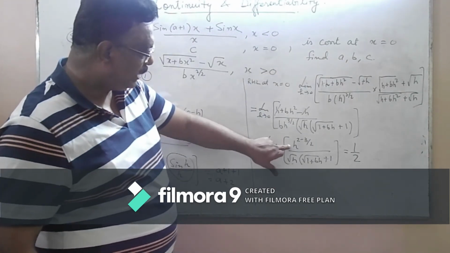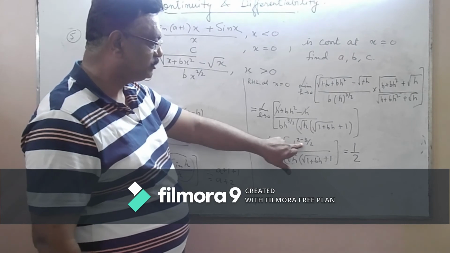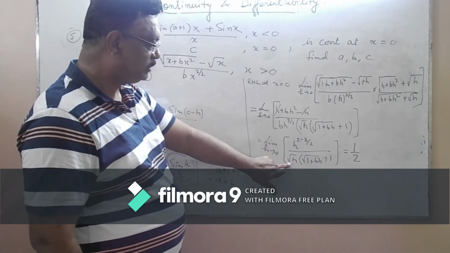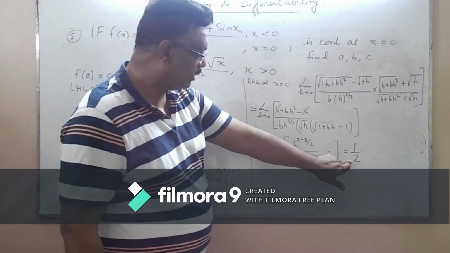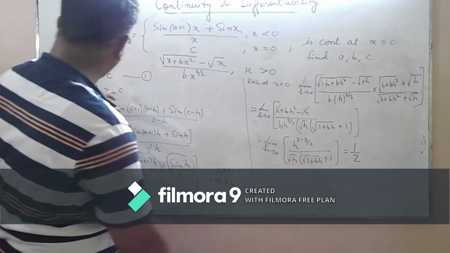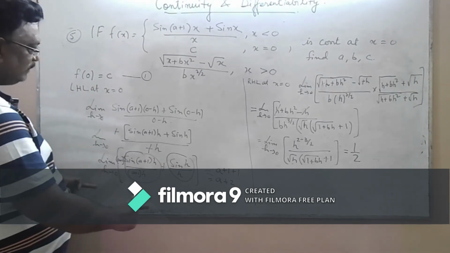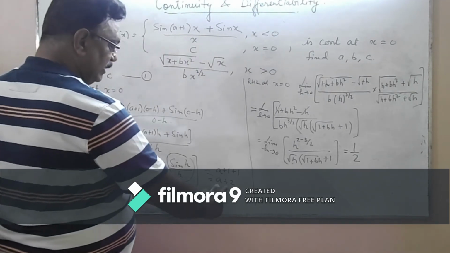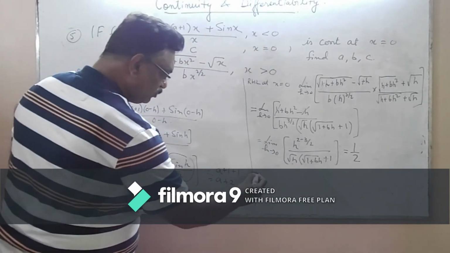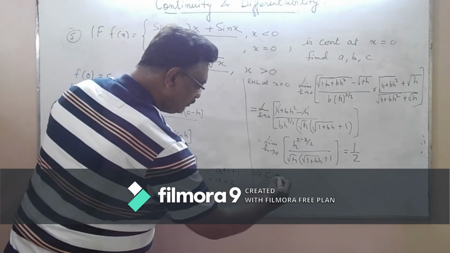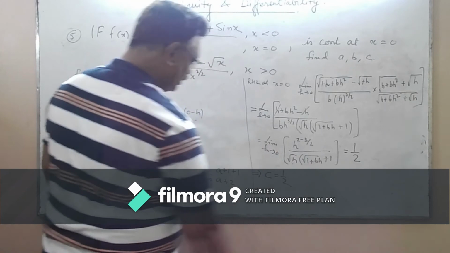See again, h raised to the power 2 minus 3 by 2, taking the LCM it will become half, that is root h. This root h and this root h will get cancelled. We apply the limit over here, so we get 1 by 2. So students, we have got f0 as c, we have got the left hand limit as a plus 2 and the right hand limit as half. So c value is half because this value and the right hand limit are equal.